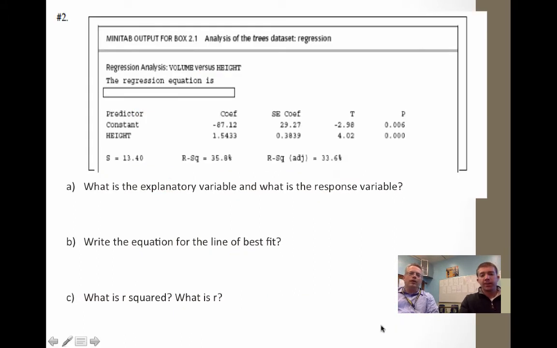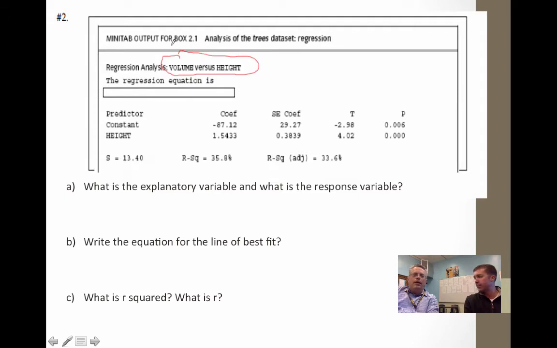We'll roll through this one. Here's another Minitab one. Again, this time no problem to explain what this is. We just have to look at what the explanatory and the response is. Right up here, they give us our variables: volume versus the height. So Mr. Miller, which one's the explanatory and which one would be the response?